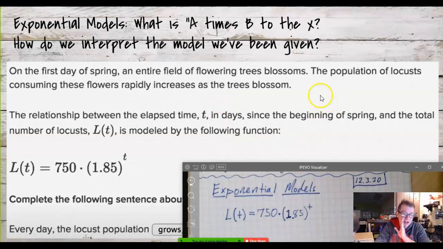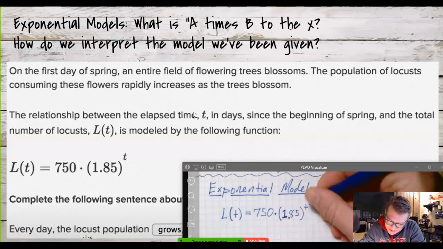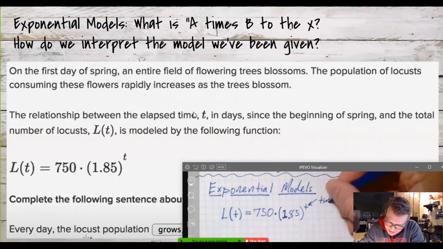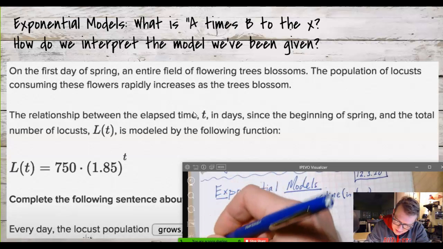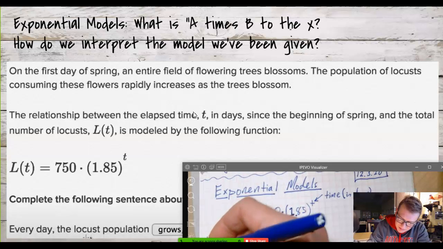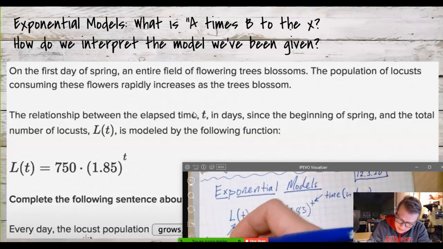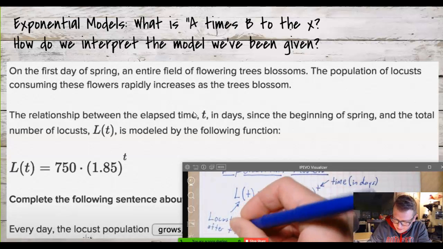What do the variables mean? Oh, T is time or days, and then L is the number of locusts, the output of time. Like over how much time, how many locusts? Yeah, like locusts after T days, we could say.